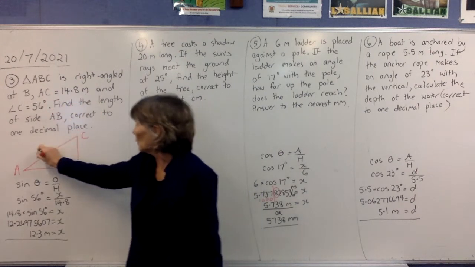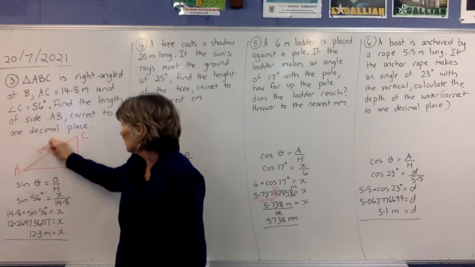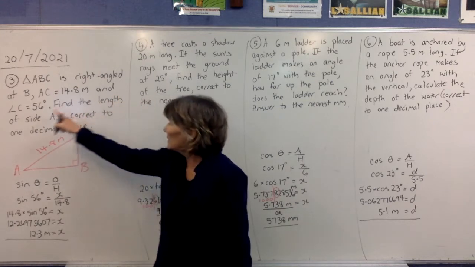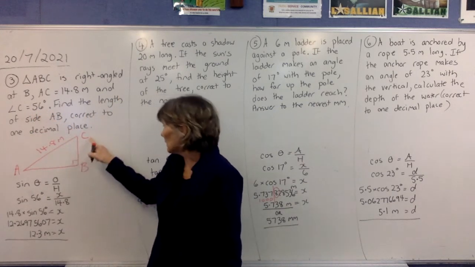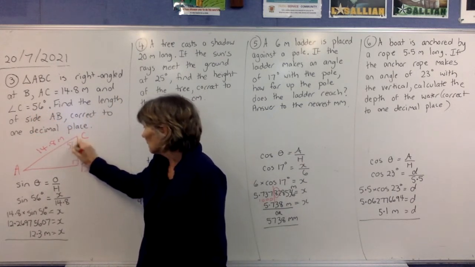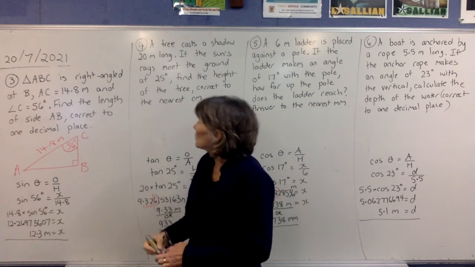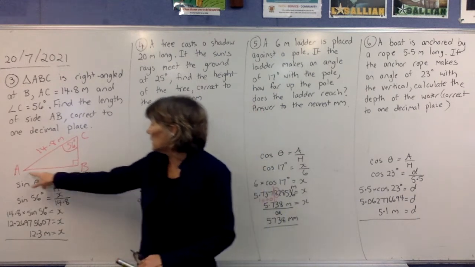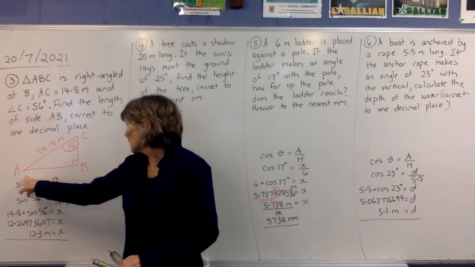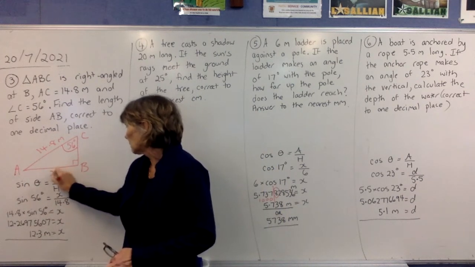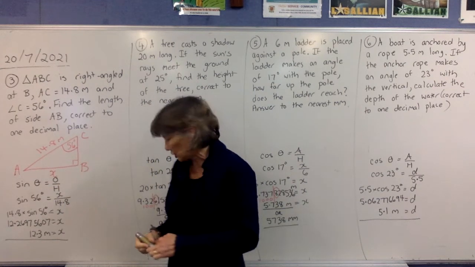AC equals 14.8 metres. And angle C equals 56 degrees. And that's the diagram. Now they're asking you to find the length of side AB, which is this one. So we're just going to label that with an X. And now we can start our question.